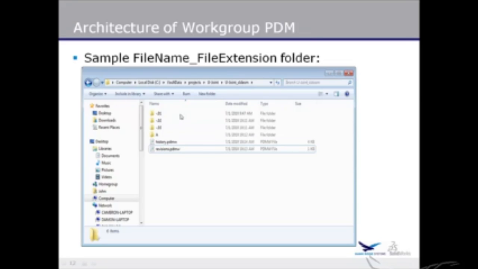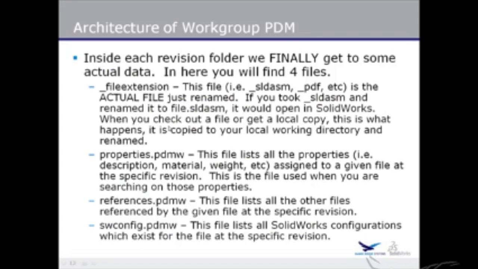In addition to those revision folders, I've got a history.pdmw file and a revisions.pdmw file. These contain basically exactly what they say. The history.pdmw file is the history of the actual file, so who checked it in, who changed its life cycle state, who changed its properties, all those historical references that Workgroup keeps for us. And then the revisions.pdmw file is just a list of the revisions that it's gone through right now. And it should match these folders.